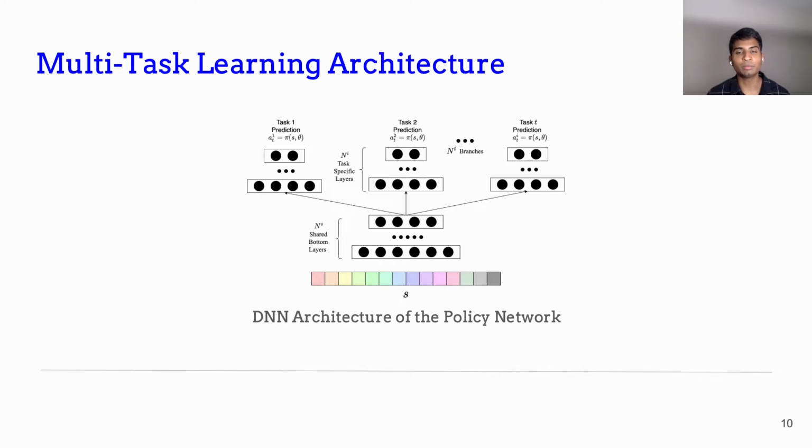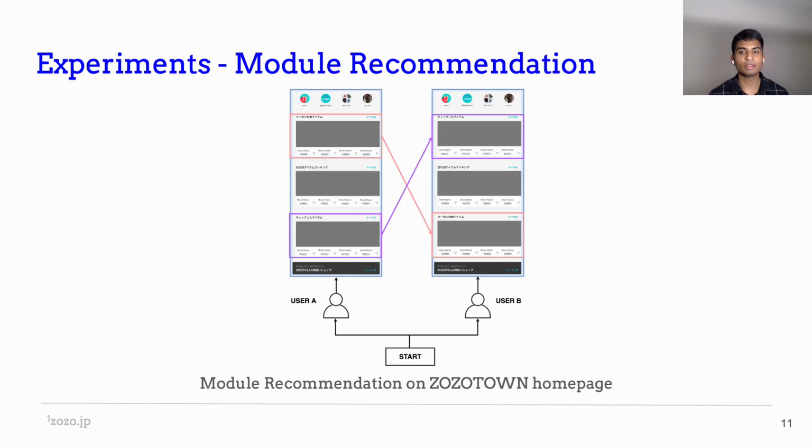The output of the ith branch is action AIT, where actions are determined by a stochastic policy function. We conduct large-scale experiments on a real-world e-commerce platform. We apply open-ended learning to recommend or rank modules on the ZozoTown homepage. Here, a module represents a group of similar items. Our aim is to recommend the right set of modules to the users to drive user engagement, satisfaction, and revenue.